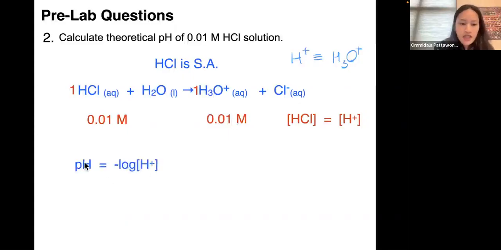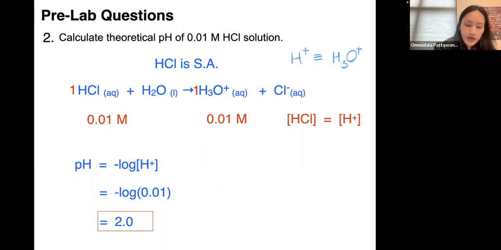The pH can be calculated from the negative log of the concentration of the proton, or the hydrogen ion. In this case, we know the concentration of hydrogen ion, so all you have to do is plug it in. The pH of this solution would be the negative log of the concentration, which is 0.01 molar. If you calculate this, it comes out to be 2.0.